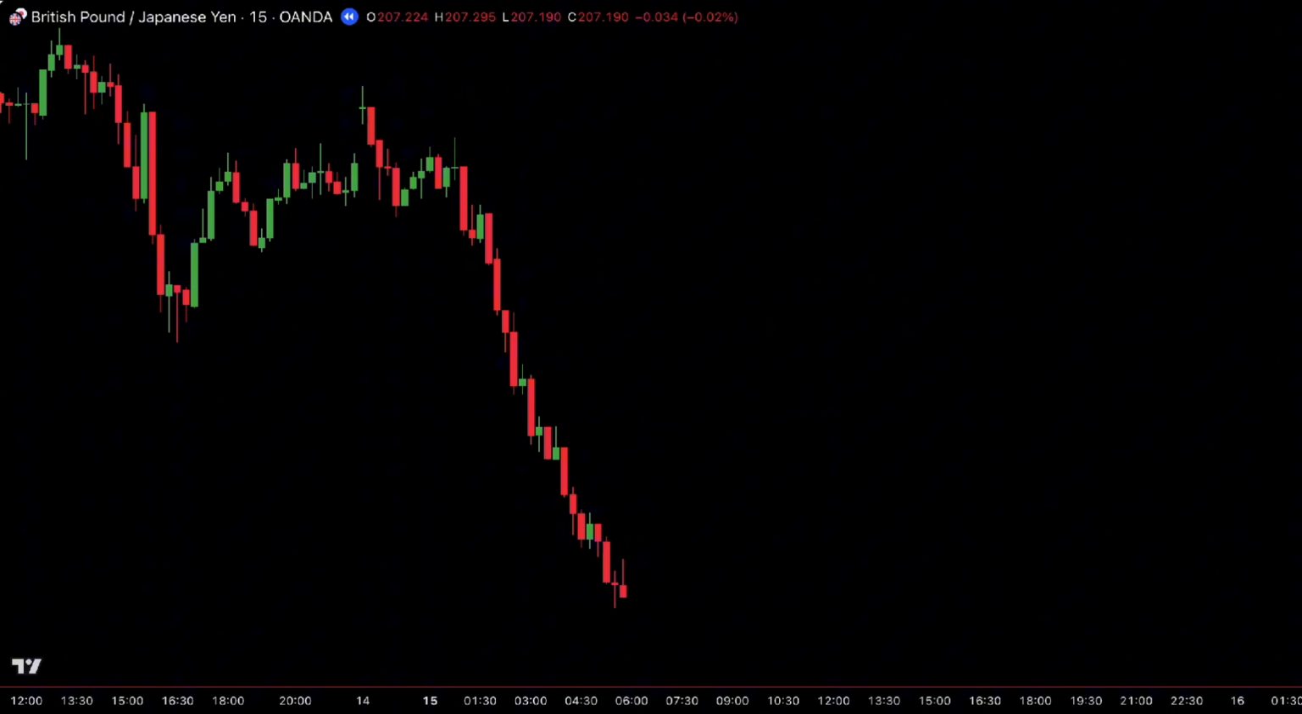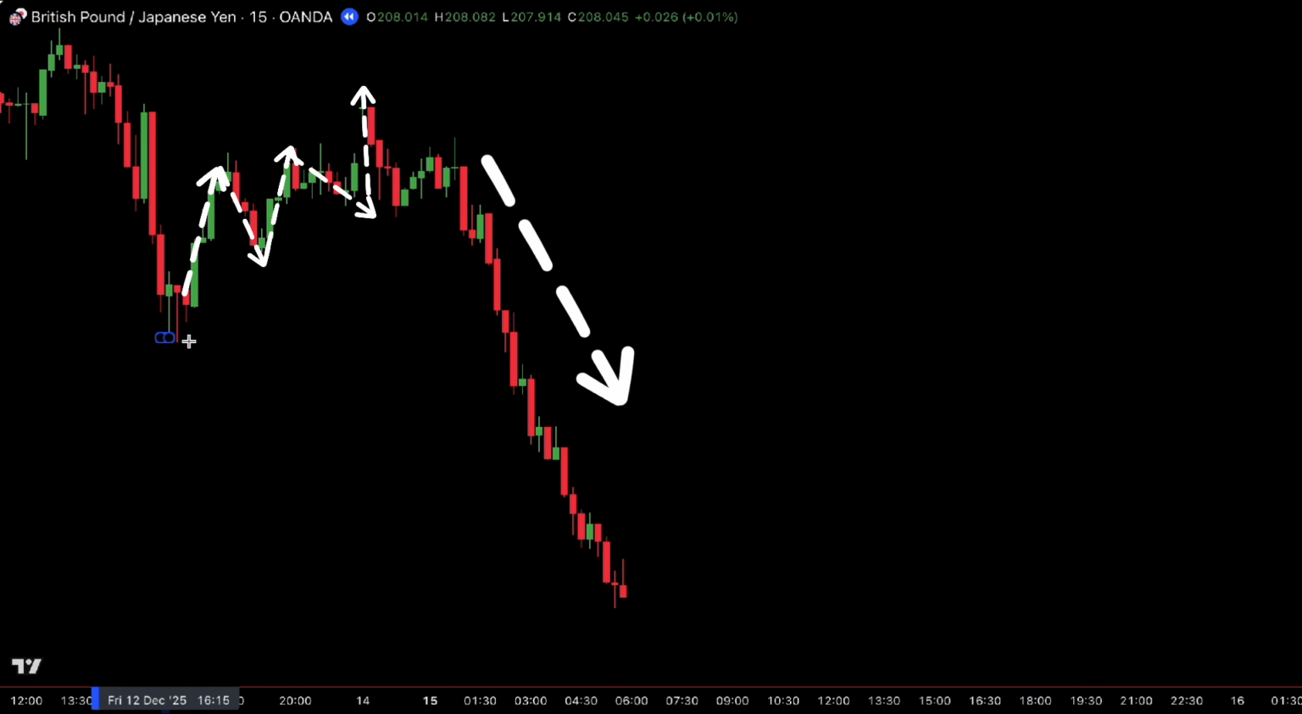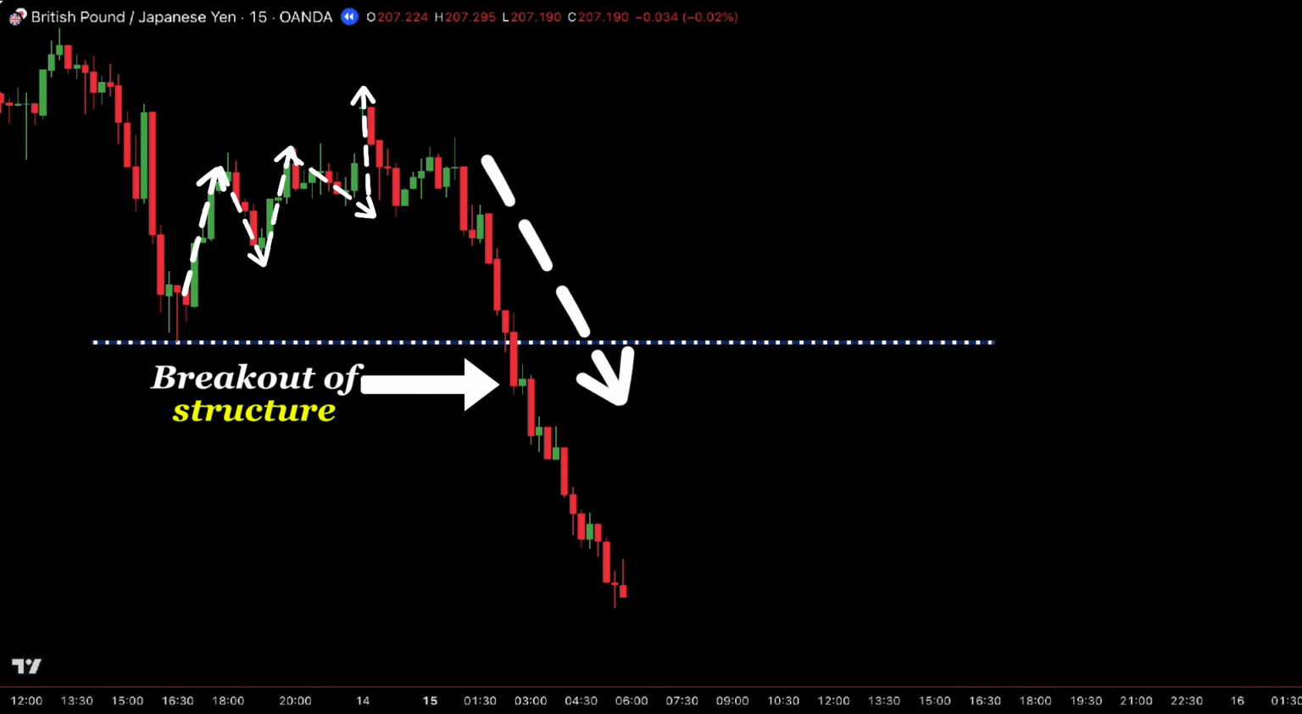The first thing we want to identify is the market structure. In this example, the market was initially creating higher highs and higher lows, showing a bullish trend. But then, something changed. Price made an aggressive move to the downside and broke below the previous swing low. That break tells us something important. The market has shifted from bullish to bearish, and sellers are now in control.